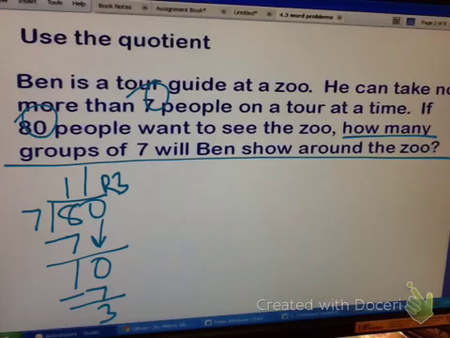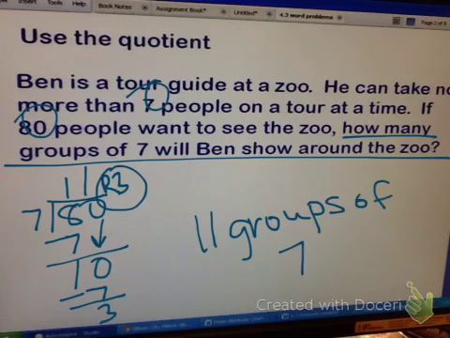However, how many groups of 7 will Ben show around the zoo? Do I want how many are left over? Do I want how many groups of 7? Or do I want, there's another strategy we're going to go over too. In this case, we're going to use the quotient, 11 groups of 7, because I want to know how many groups of 7, which is the full amount. Well, you don't consider the remainder. The remainder is not going to be a factor in that answer.